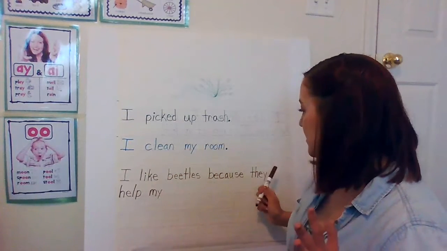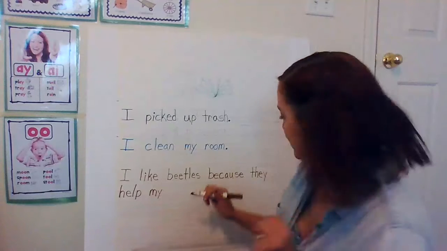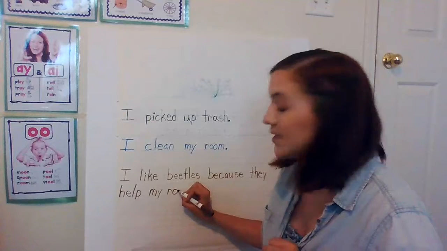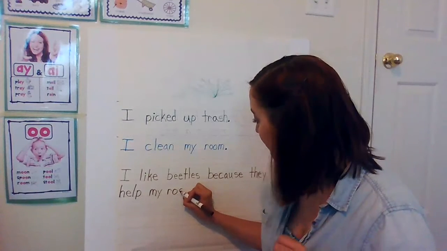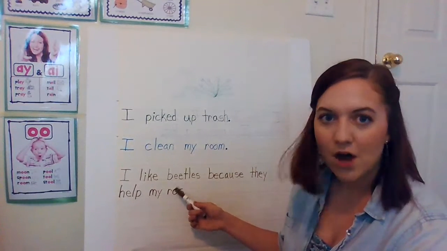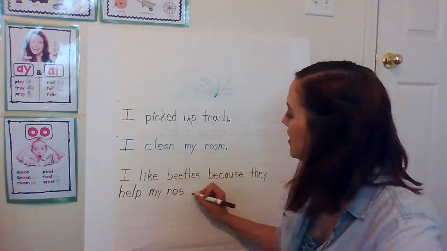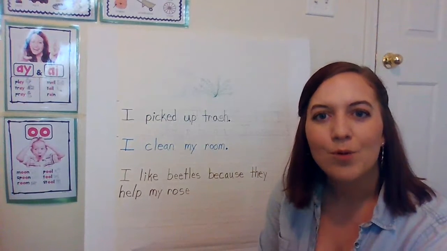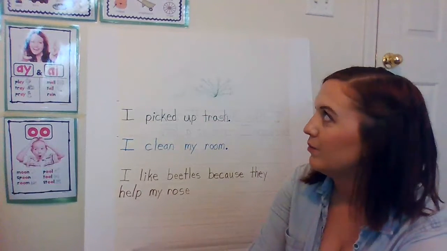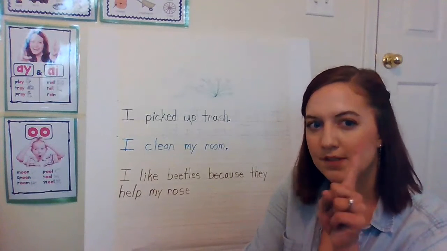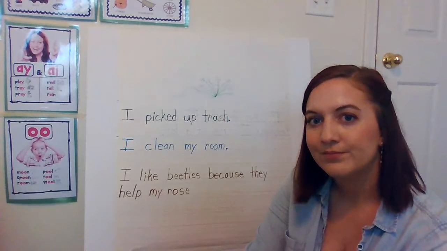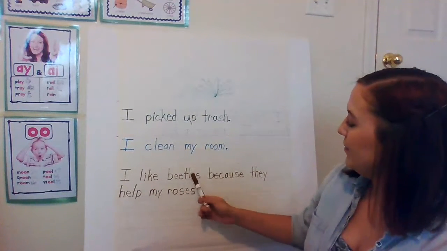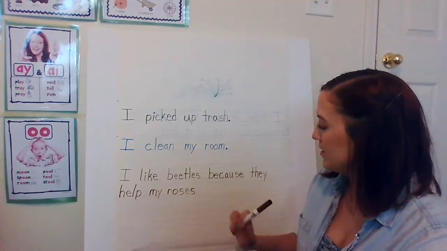I like beetles because they help my roses. So we've got R, then an O, S. And then what do you guys think is making the O say its name in rose? Bossy E, roses. How am I going to say more than one rose? What do I do when I want to say that there's more than one of something? I add an S. Roses. I like beetles because they help my roses.